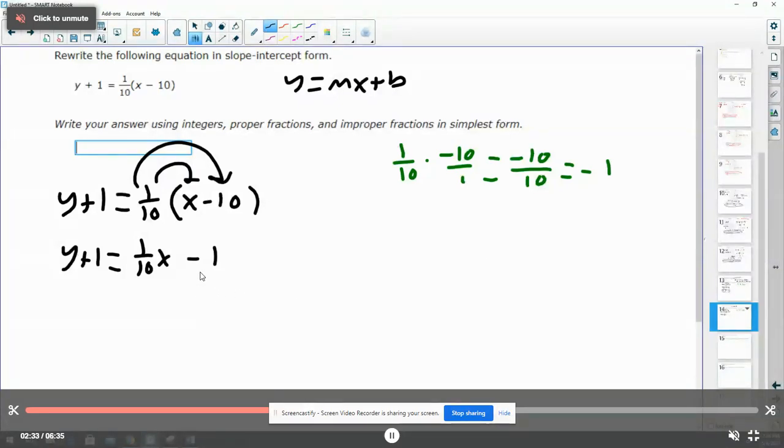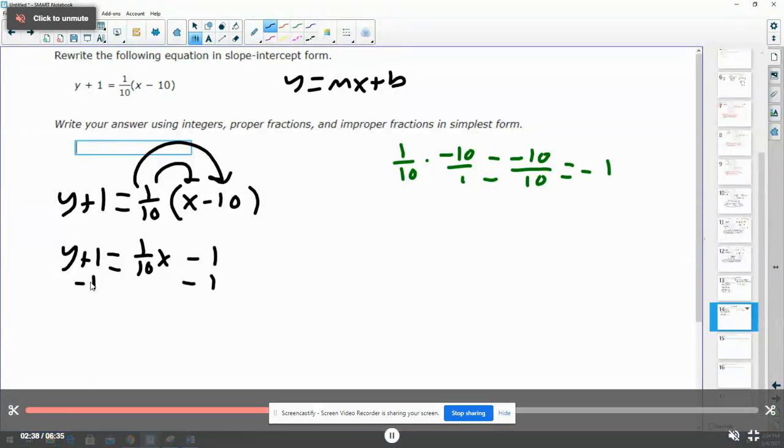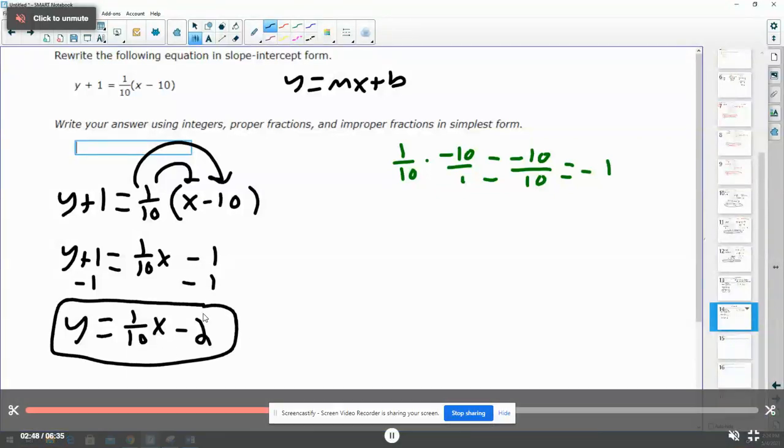Okay, now we're going to add 1 to both sides. Minus 1 from both sides, excuse me. And we'll get y equals 1/10 x minus 2. And that is our answer.